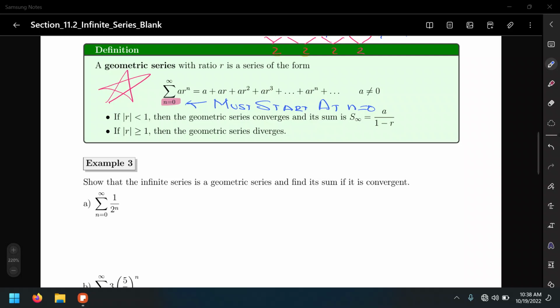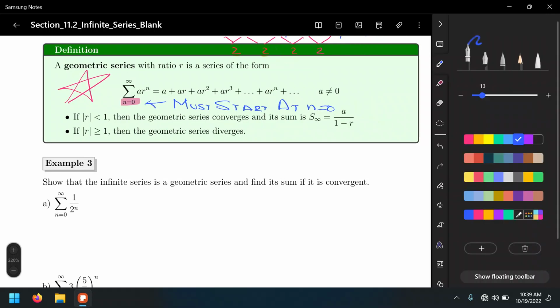But otherwise, if the absolute value of r, the common ratio, is a number greater than or equal to 1, the geometric series diverges and you're done. You don't have to do anything else. Okay, let's have a look at some examples.